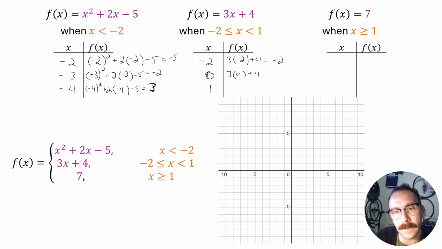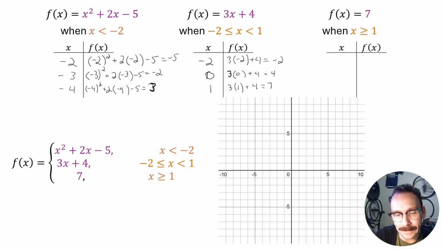All right, 3 times 0 plus 4. I'm not really good at 3s these days. Well, 3 times 0 is equal to 0, and if I add 4 to 0, I am left with 4. So pretty easy. Okay, the last one. 3 times 1 is equal to 3, and if I add 4 to 3, I get 7.